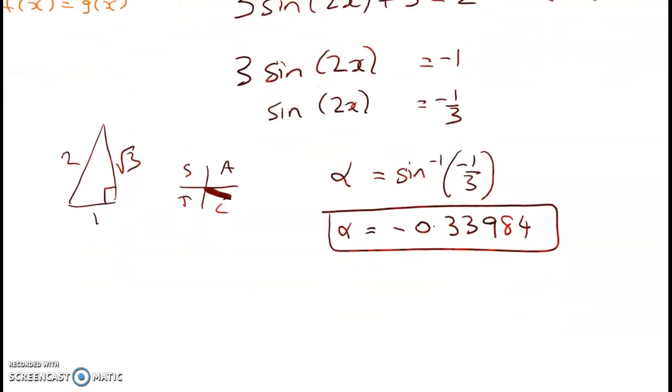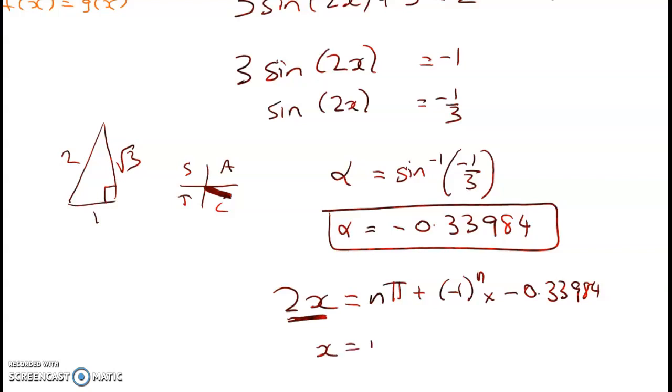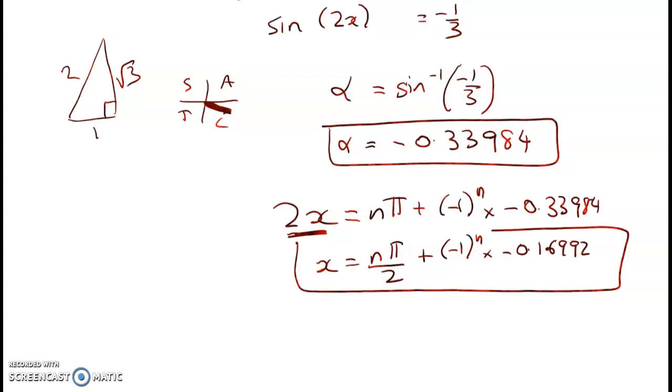So there's that done. And now we get 2x is equal to n pi plus negative 1 to the power of n times negative 0.33984. That's using my general solution formula for sine. But we need that for x, not for 2x. So x is equal to n pi on 2 plus negative 1 to the power of n times negative 0.16992. Okay, so that's my general solution for where the red function is equal to 2.